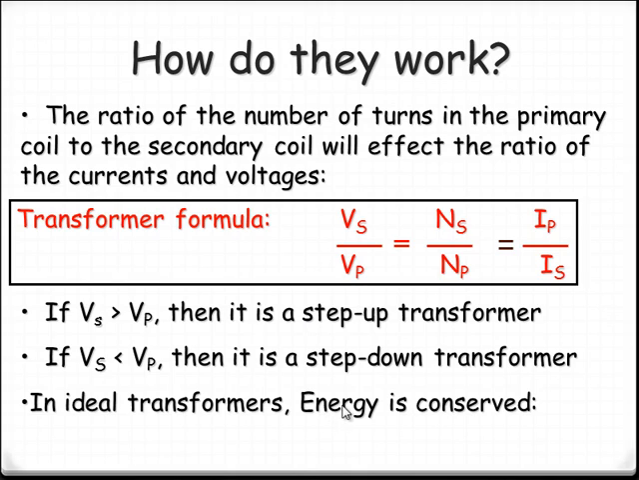In an ideal transformer, energy is conserved. So power in equals power out, or VPIP equals VSIS. If we look at this equation, if we divide by IP, we divide by VS, we end up with VP over VS equals IS over IP. So we get that inverse relationship from this equation.